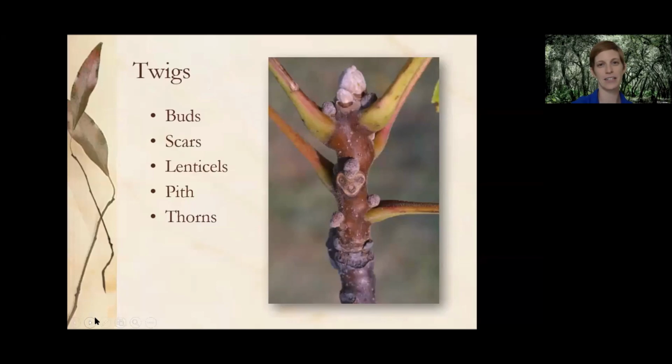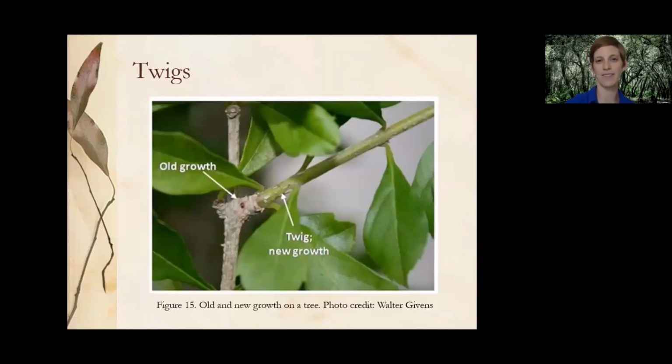Okay, now we're moving on to twigs, which there's also a lot more to than you ever thought. It's not just a stick on the ground. So we're just going to talk briefly about buds, scars, lenticels, the pith, and thorns. We'll go into some of these in more detail than others, but some of these are kind of fun to explore on your own. So when it comes to twigs, old growth cannot necessarily showcase all the features we're going to talk about because it's old. So if you're trying to look at any of these features, try and focus on new growth, which will typically be green when it comes to twigs.